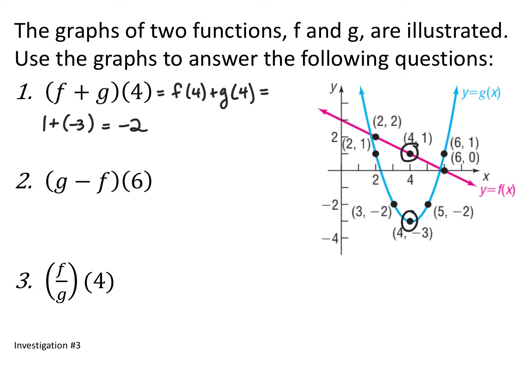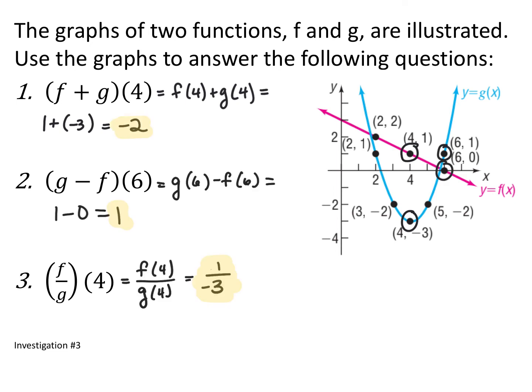So (f plus g)(4) is negative 2. Go ahead and pause the video and try (g minus f)(6) and (f over g)(4). For number 2, it says (g minus f)(6), which is the same thing as g of 6 minus f of 6. So I went over here to where x equals 6, and g of 6 is 1, and f of 6 is 0, so 1 minus 0 is 1. And then (f over g)(4) is f of 4 over g of 4, and we already evaluated f of 4 and g of 4 up here, so f of 4 is 1, and g of 4 is negative 3. Can't really simplify that any further, so negative 1/3.